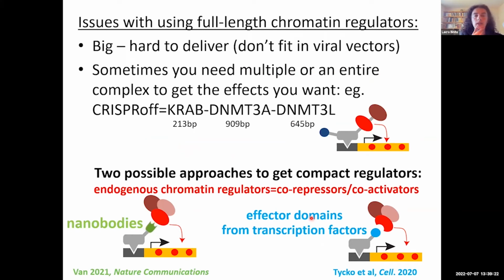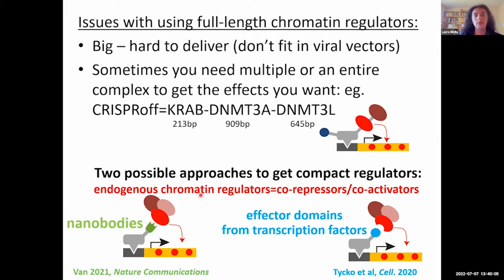But there are other issues with fusing these full-length chromatin regulators to cells to do this perturbation. While KRAB is relatively small, because it's borrowed from a transcription factor that itself is miniaturized, the DNA methylases that you need to get to this type of memory are quite big. You need two of them, the main one and a helper one. And then the whole tool becomes hard to deliver. You can't fit it into viral vectors that you would want to use for therapy, like AAV. And sometimes, which I'm not saying here, overexpression of these DNA methylases is actually toxic to cells.